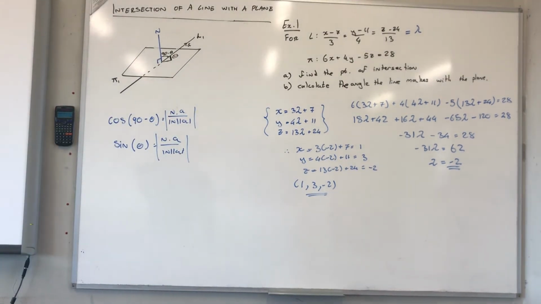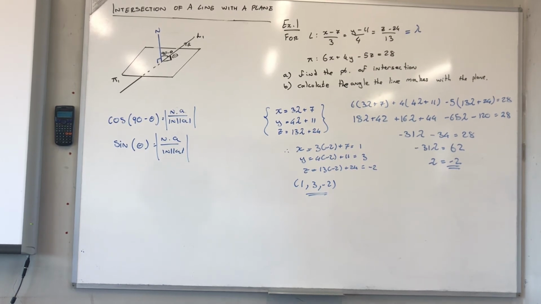I'll talk through that. First, I converted the line equation from symmetric form into parametric form, giving x equals 3 lambda plus 7, y equals 4 lambda plus 11, and z equals 13 lambda plus 24. I then substituted each of those into the plane equation, giving the huge long equation on the right. I solved that for lambda, the parameter, which came out as -2, and substituting that into the line equation gives the coordinate where the line and the plane intersect. So really it's just a little bit of rearranging and being able to interpret the equation.